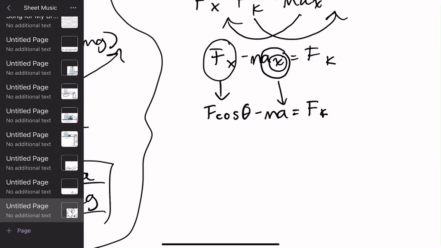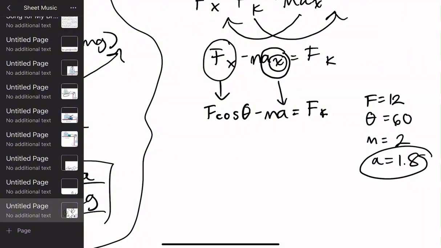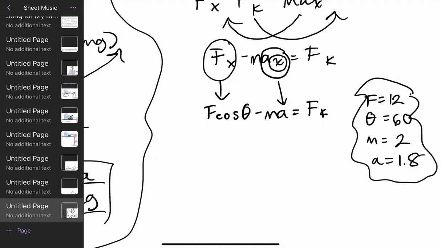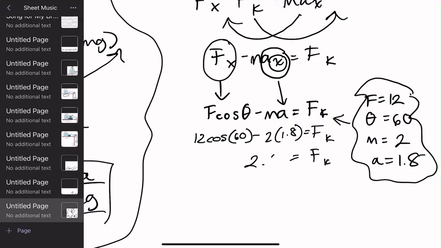And then we plug in the variables that we are given. Remember that we solved for a in one of our previous questions, so we can go ahead and plug these variables into this equation. And when you plug it into a calculator, you're going to get that Fk is equal to 2.4. Let's just do a negative because it's going against the line of motion.